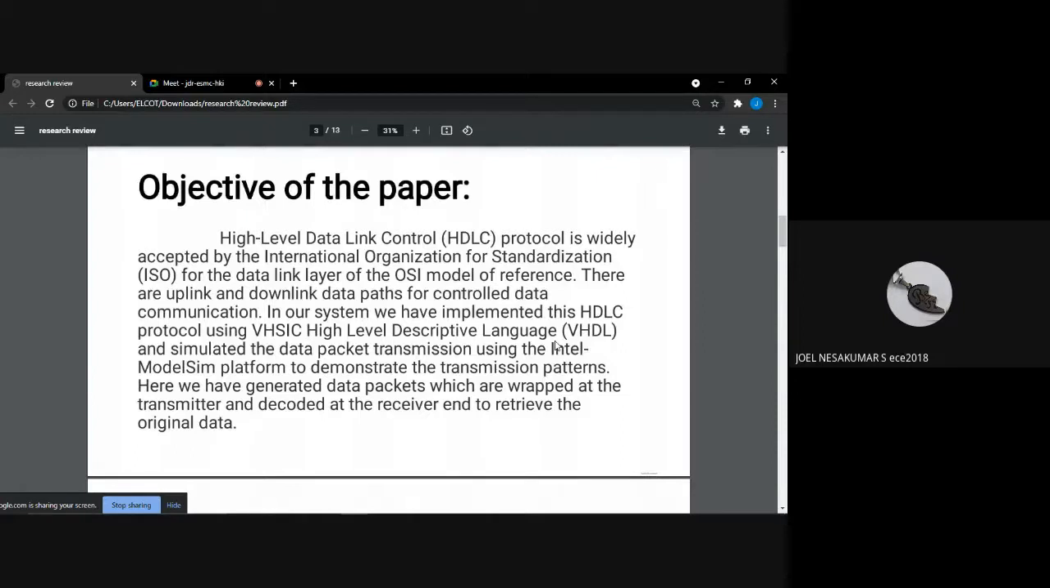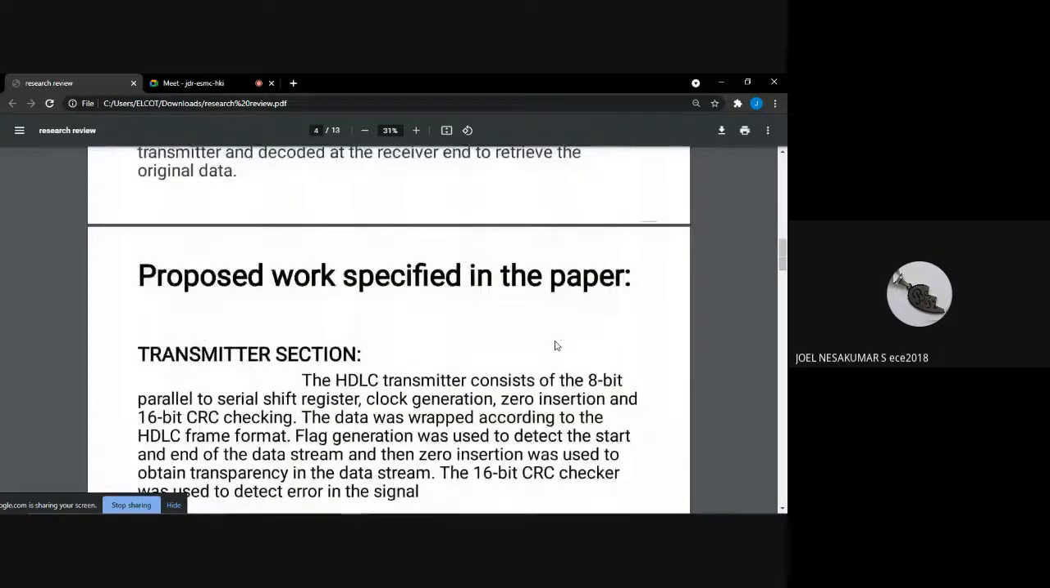Here we are going to generate the data packets at the transmitter, and the same we are going to decode at the receiver, and we have to get the original data. This is the objective of this paper. Then the proposed work specified in the paper.